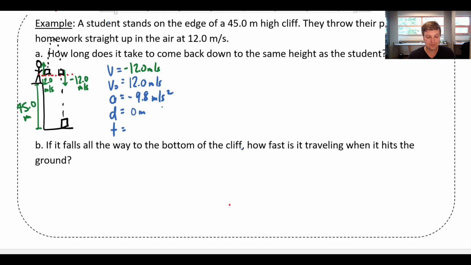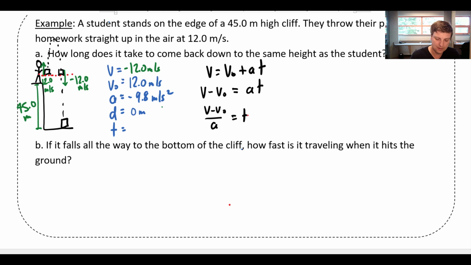And now to find the time, I can use v equals v naught plus at. And I'm going to skip a few algebra steps here because hopefully we're starting to get kind of used to this. I'm just going to move v naught to the other side and get v minus v naught equals at. And then I'm going to divide by a to get v minus v naught over a equals t. Or just rewritten over here, t equals v minus v naught over a. And now I'll substitute in my values. I've got negative 12 minus positive 12 all divided by negative 9.8.